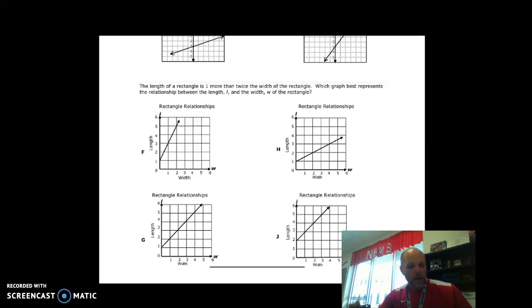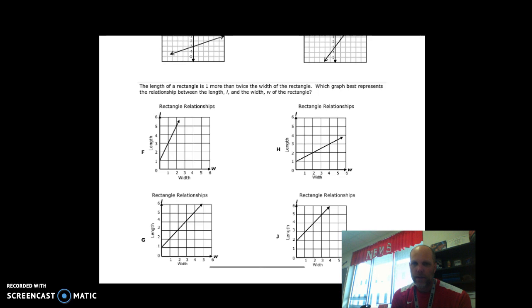It's recording. All right. The length of a rectangle is 1 more than twice the width of a rectangle. Which graph best represents the relationship between the length and the width W of the rectangle? So the length is 1 more than twice the width.